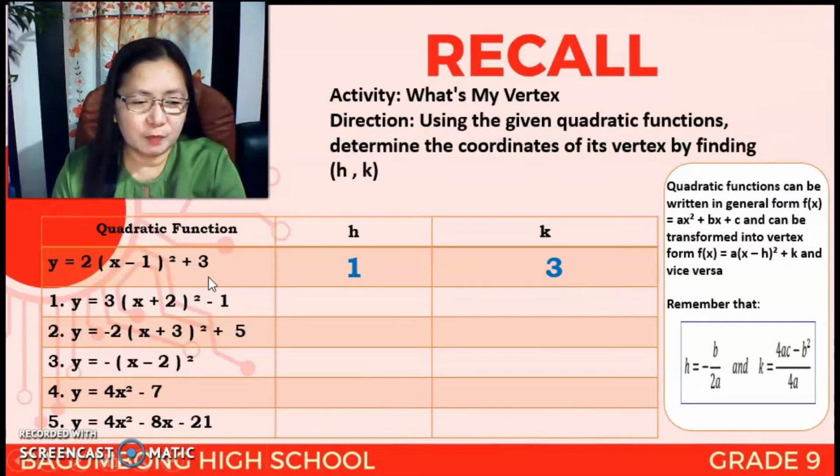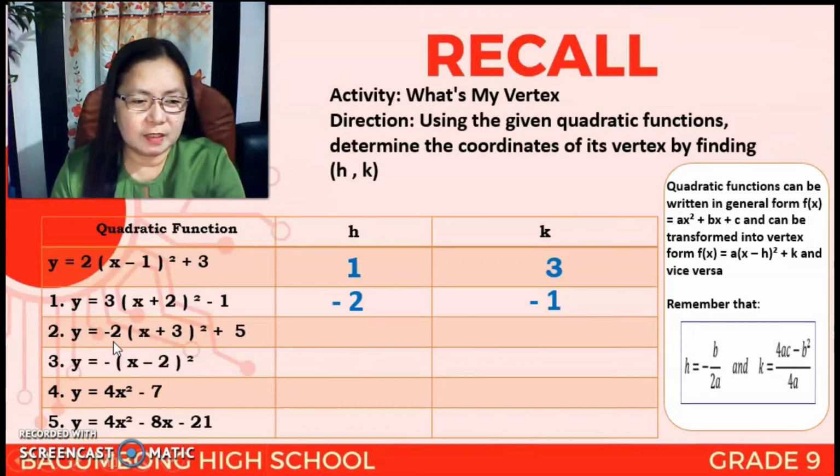Okay, let's start with number 1. Y is equal to 3 times the quantity x plus 2 squared minus 1. The quadratic function is written in vertex form, so right away you can determine the value of h and k. The value of h is the opposite of positive 2, which is negative 2. And for k, this is negative 1. So as is. Okay, next, number 2.